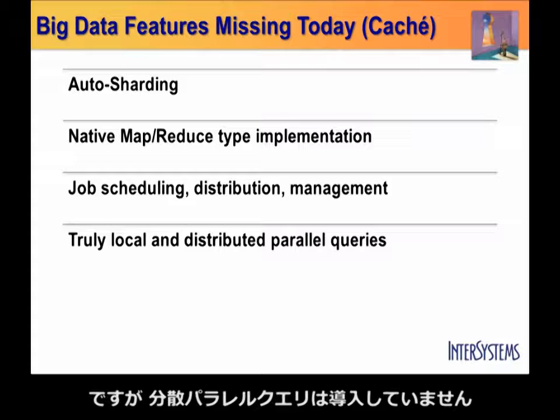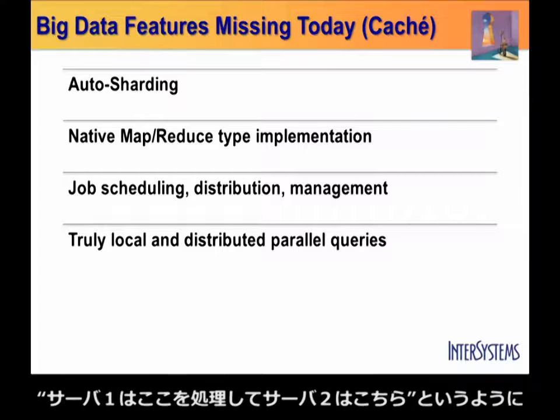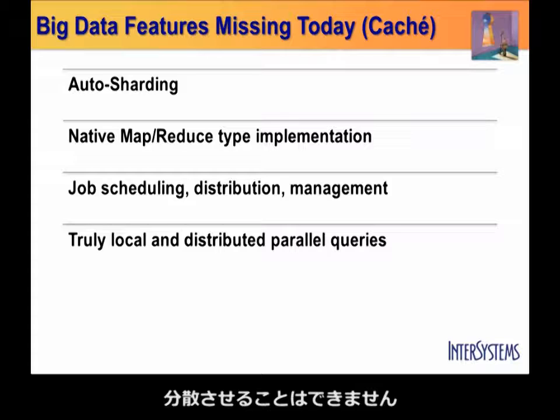But we don't have a way to do distributed parallel queries that says, server 1, you go off and do this chunk of the select, and server 2, you do this chunk of the select, and server 3, you do this chunk of the select, and we stitch it all together and give you the answer back. We don't have that mechanism, okay?